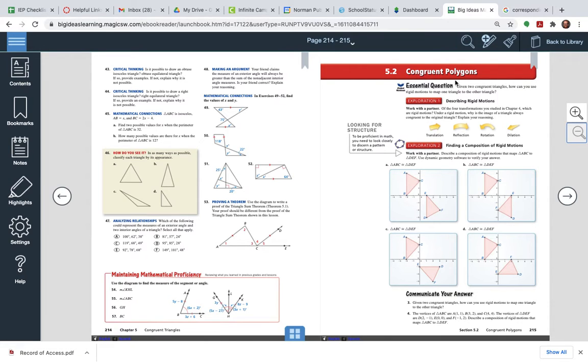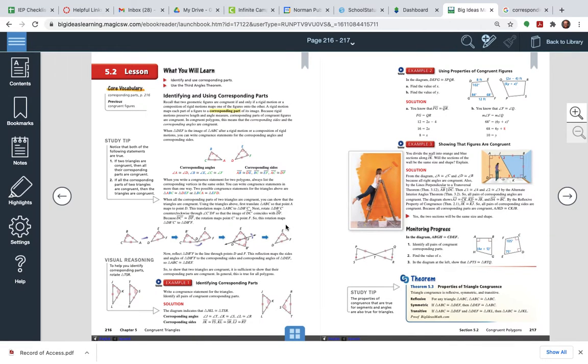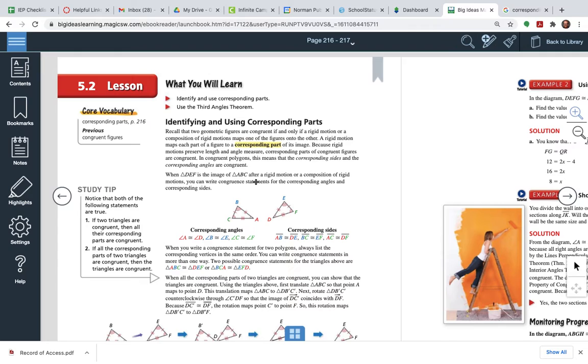5.2, congruent polygons. So polygons just means it has sides and it makes a shape. So 3, 4, 5 sides, 108 sides. Okay, this is the key principle that I want you to focus on for 5.2.